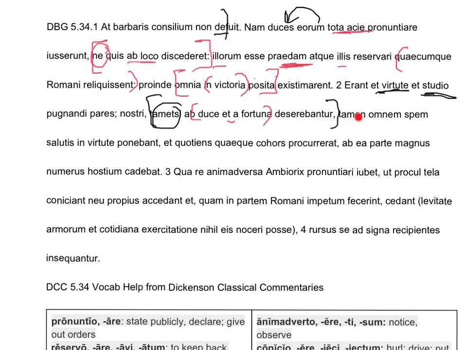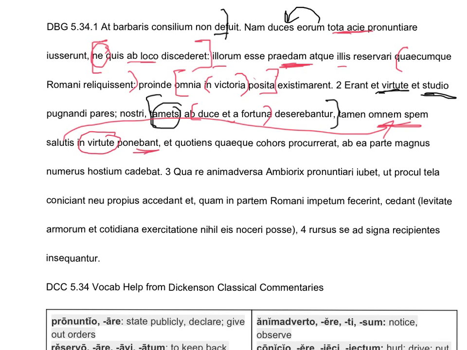Our guys, however, oh, now we get omnem spem, which looks awfully accusative, most likely the direct object showing what our guys were doing. So our guys were doing something to omnem spem. Oh, omnem spem of salutis, because you always have hope, all hope. Salutis is a genitive going with spem. So our guys, however, were doing something to all hope of safety. What were they doing? In virtute ponebant. Wow, prepositional phrases all over the place.